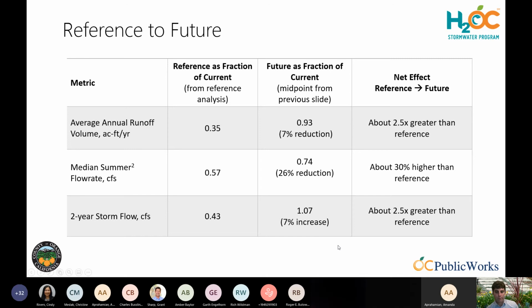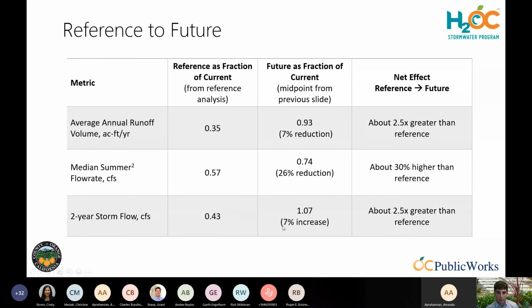Then when we think about going all the way from reference to future, this is where percentages get a little tricky because if you increase by 1% and then you decrease by the same percent, you don't get back to the same spot. So instead we use fractions, all as a fraction of current. So if the reference was only 0.35 of current and the future is going back to 0.93 of current, then we're still about 2x higher on average annual runoff volume than a reference.